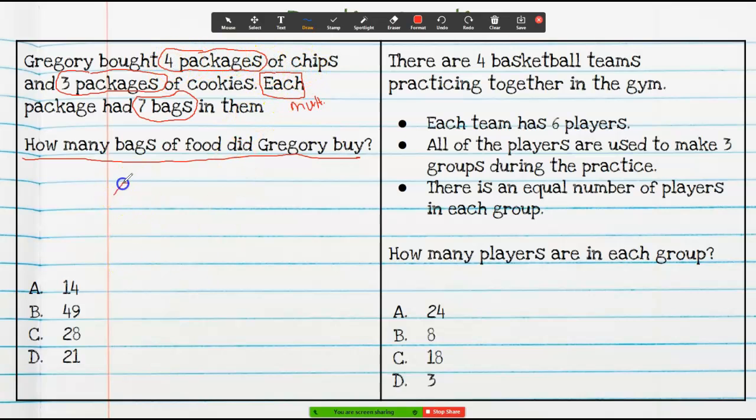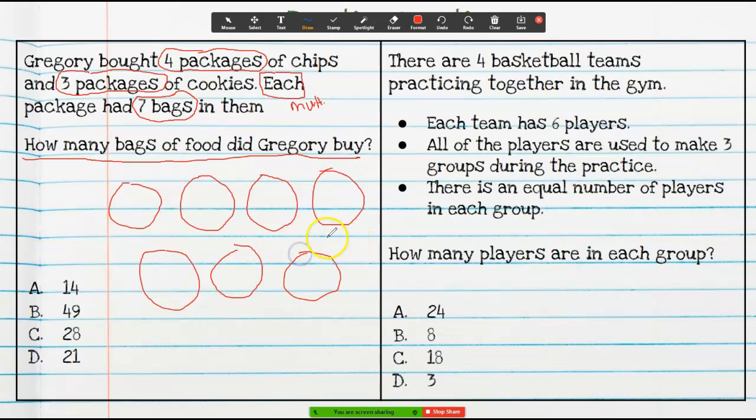We have 4 packages of chips. 1, 2, 3, 4. And I have 3 packages of cookies. 1, 2, 3. Each package had 7 bags in them. So each of these is going to have 7 bags in them. 1, 2, 3, 4, 5, 6, 7. And we're going to do that with all of the packages. Remember, you should be drawing this with me. If I get a little bit ahead of you and you need me to slow down, just pause the video, catch up, and then press play whenever you're ready.